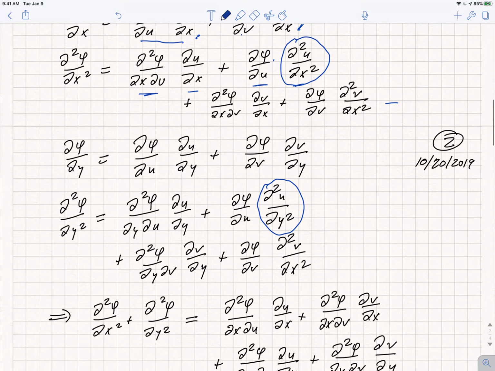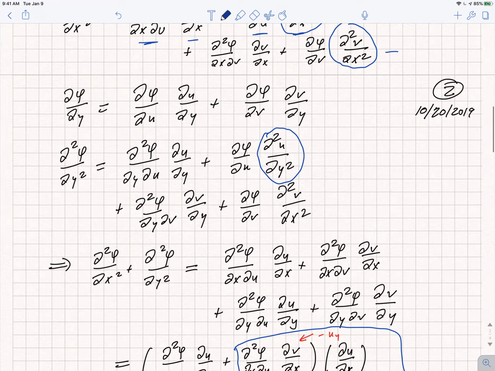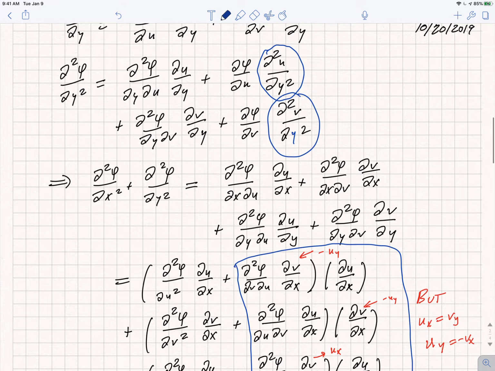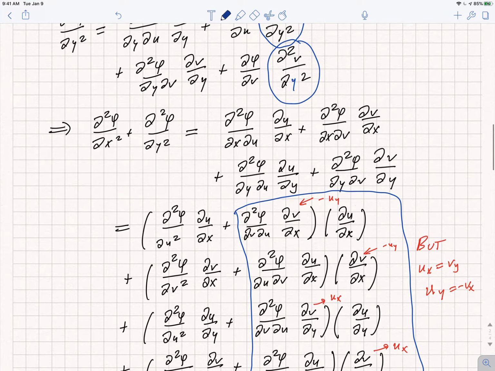Similarly, if I look at this term here, d squared v by dx squared, actually, this was a typo, excuse me, let me fix that. That's actually a d squared v by dy squared. The sum of those two is also 0. So a bunch of terms cancel out when I add d squared phi by dx squared with d squared phi by dy squared. And I instead get this.